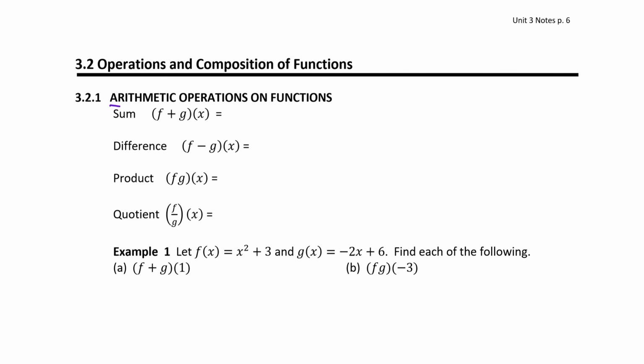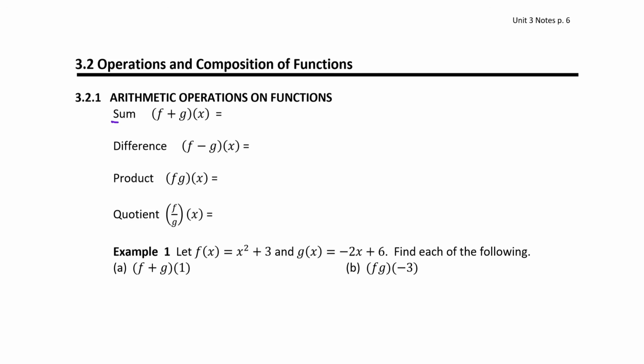The word you see here is arithmetic whenever you use it as a noun, but if you use it as an adjective, you pronounce it arithmetic. So we're studying arithmetic operations on functions, or how to add, subtract, multiply, and divide functions. So we're going to assume that we have 2 basic functions named f of x and g of x.